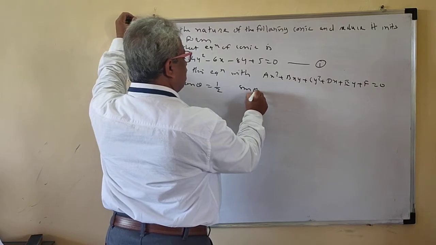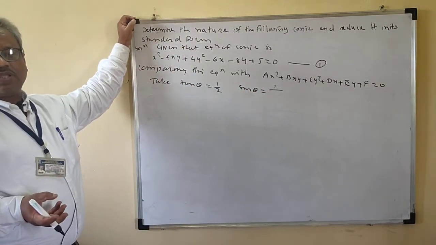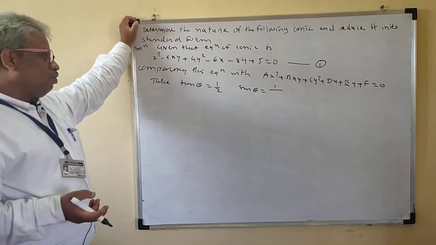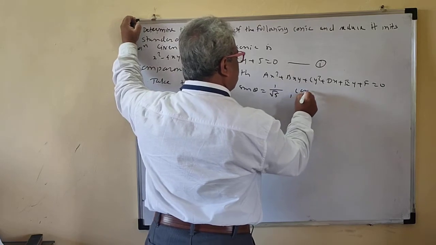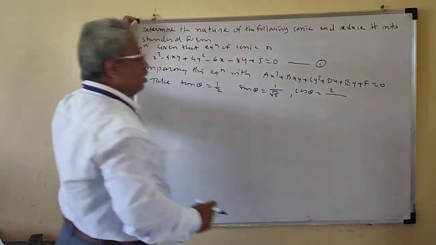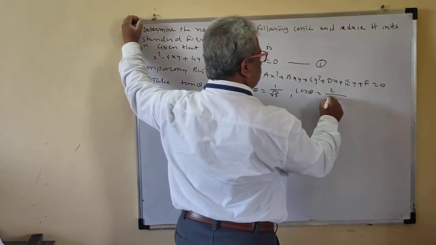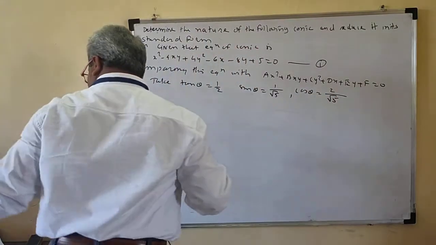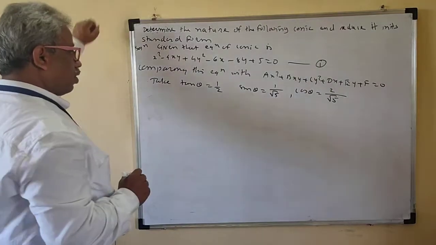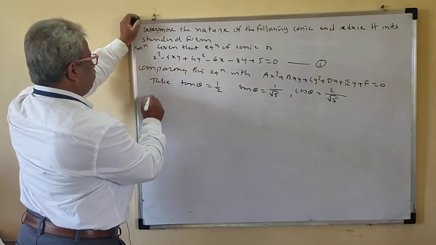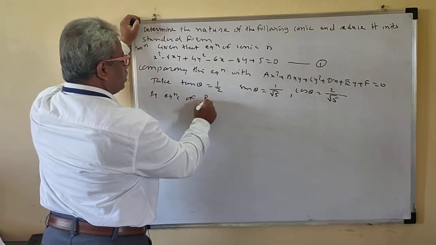So sin theta is the numerator as it is, upon the root of the sum of the squares of the numerator and denominator. That is 1 plus 4, so root 5. So sin theta is 1 upon root 5. Cos theta is the denominator upon the root of the sum of the squares of the numerator and denominator, again root 5, so 2 upon root 5. Okay. So by equations of rotation.